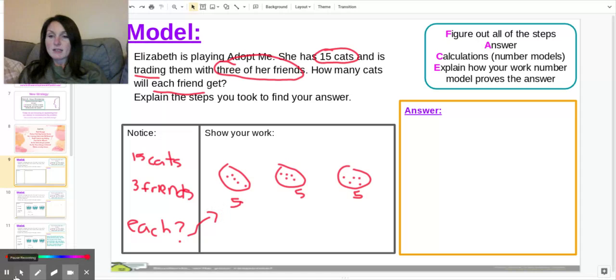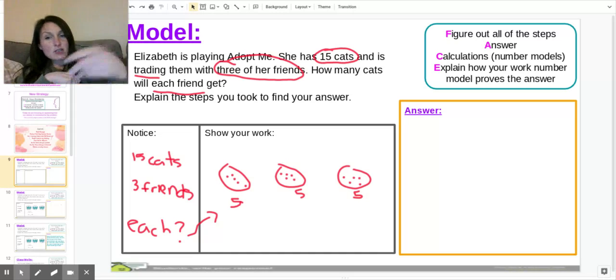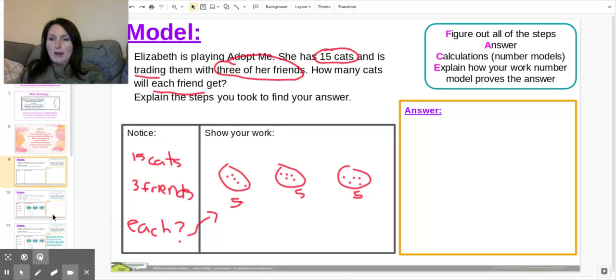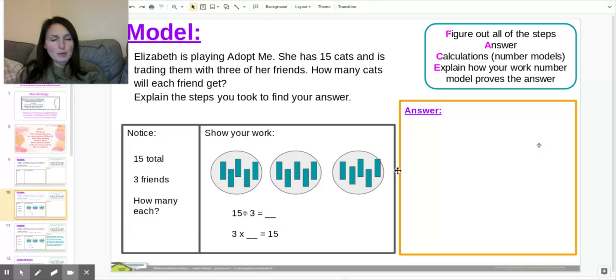Now, what would that be as a number model? Well, I know that I had 3. I now know that there's 5 in each, but I didn't know that number at the beginning. And since I didn't know that number at the beginning, I can't use 5 in my number model. I would have to use only what I noticed. So 15 and 3. What I was doing was giving each friend some cats. So that means I am dividing. So you could write it like this. I can show my work here, right? I wrote down my notice, and then I said 15 divided by 3 equals what? But then you could also think of this like we learned when we played Salute, right?